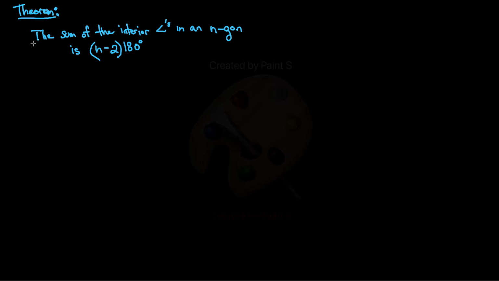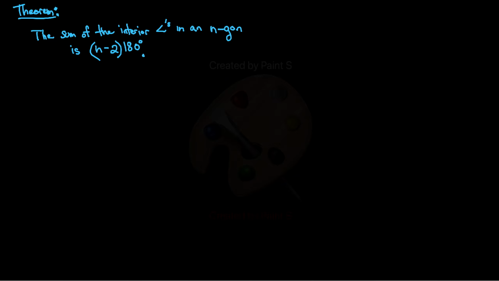We have this theorem, and you could state it as an if-then statement. You could say if it's an N-gon, then it has n minus 2 times 180 as the sum of its interior angles, but I'm just going to state it as a sentence, and we want to prove this statement here. What does it say? It says the sum of the interior angles in an N-gon is n minus 2 times 180.